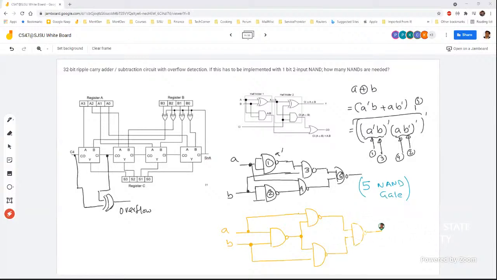So this is your A XOR B. This is like a 4 NAND gate XOR. Now, how does the derivation look like? The derivation looks something like this.